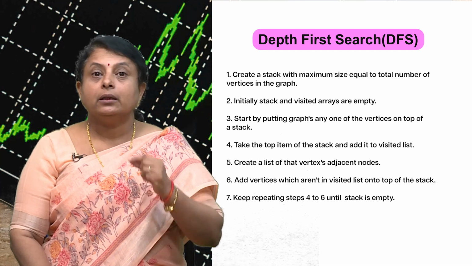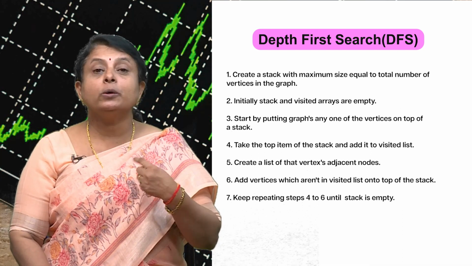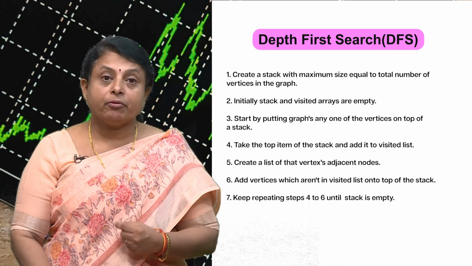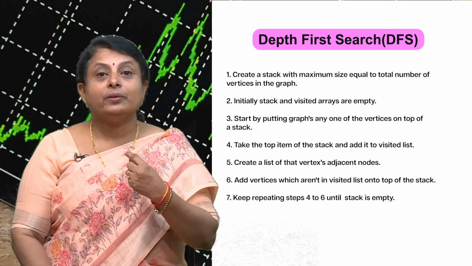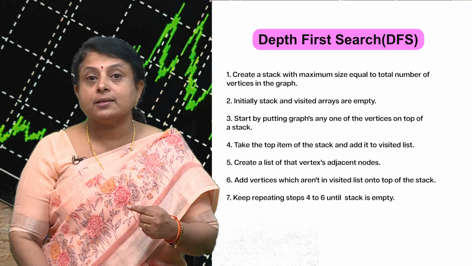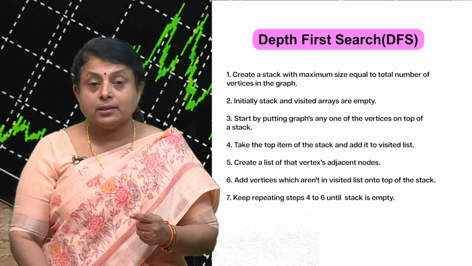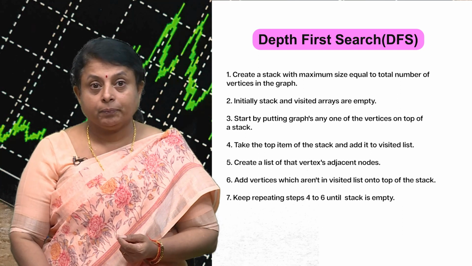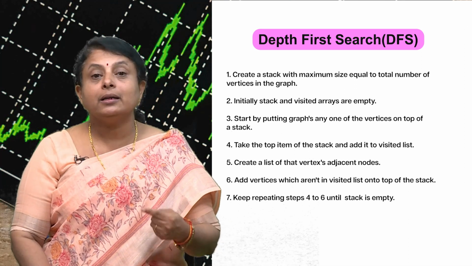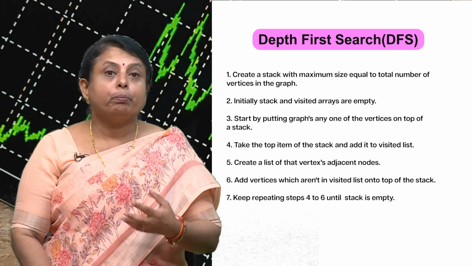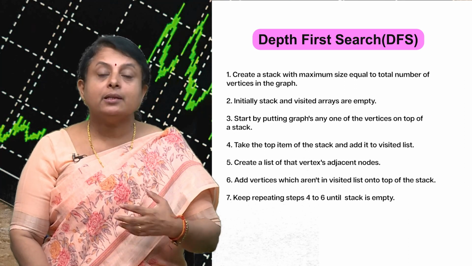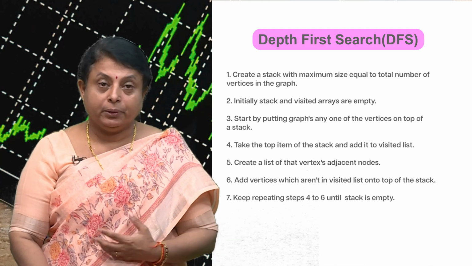Step 4, take the top item of the stack, that is, pop out the top element of the stack and add it to the visited list. Step 5, create a list of that vertex's adjacent nodes. Step 6, add vertices which aren't in the visited list onto the top of the stack. Step 7, keep repeating steps 4 to 6 until the stack is empty. That is, pop out the top element from the stack and then put it in the visited list, and this process will be continued until the stack is empty.